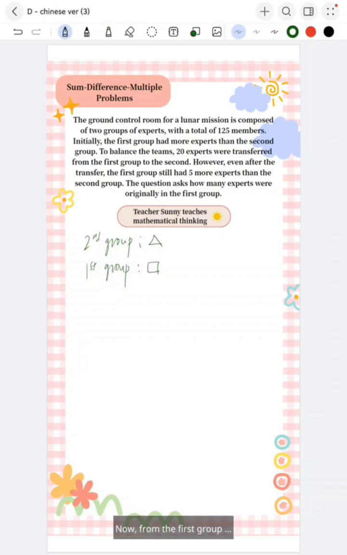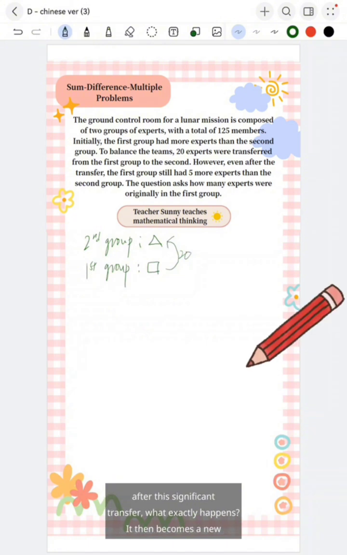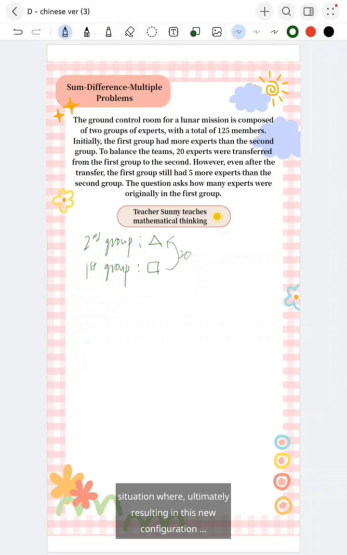Now from the first group, 20 people moved to the second group. In other words, precisely 20 individuals departed from the first group and joined the second group. Let's carefully draw it out. So, after this transfer, what exactly happens? It becomes a new situation, and the second group, right?